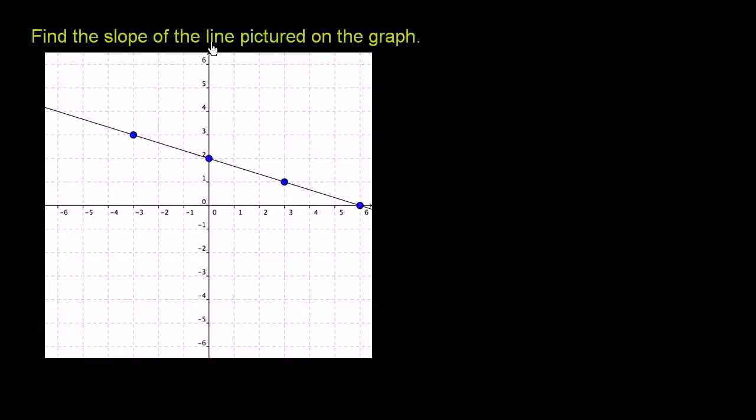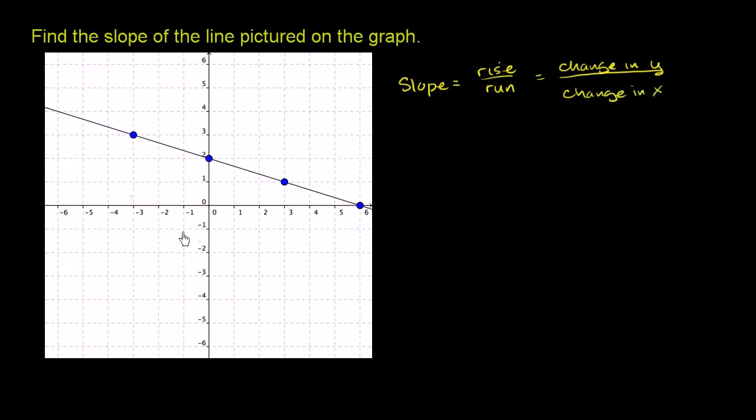Find the slope of the line pictured on the graph. So the slope of a line is defined to be rise over run, or you could also view it as change in y over change in x. And let me show you what that means.